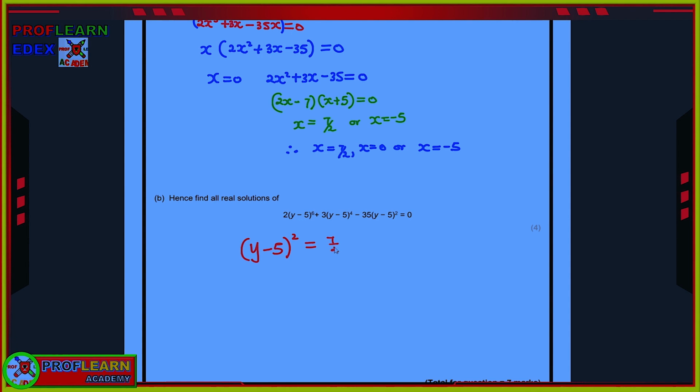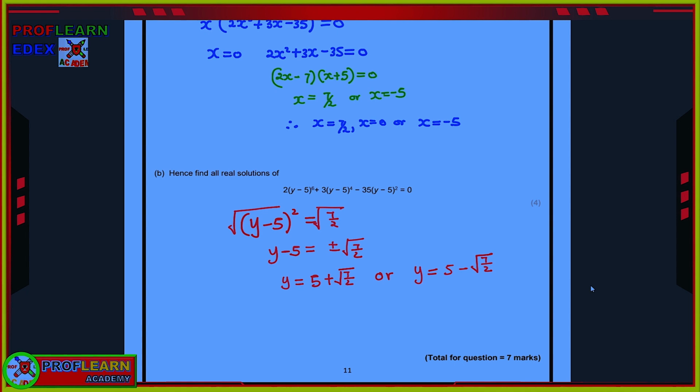So we can say y minus 5 squared is equal to the value of x. So we can equate y minus 5 squared to the x value that we got in the previous section, so that we can get the y value. Our y value will equal 5 plus 7 over 2, or y equals 5 minus 7 over 2. Or we can say y minus 5 squared is equal to 0. So also our y is going to be 5.